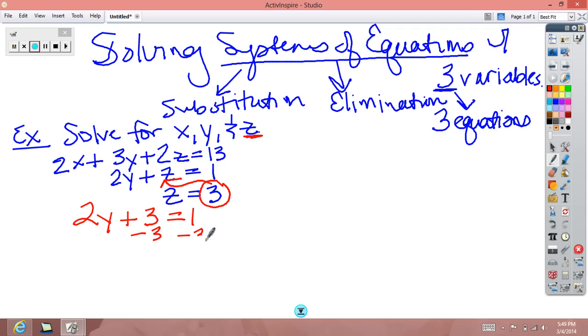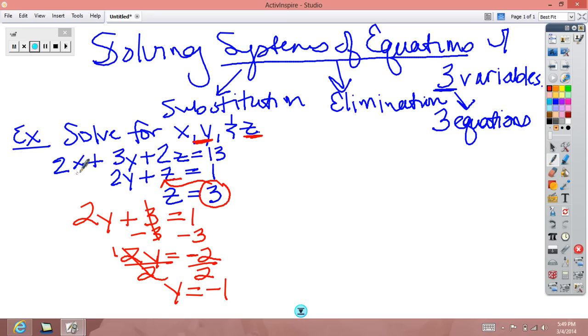Right? And now look at that. I can solve for y. 2y equals -2. Divide by 2. And y equals -1. Right? Because this simplifies to be a 1 here, so y equals -1. Look at that. We found y.